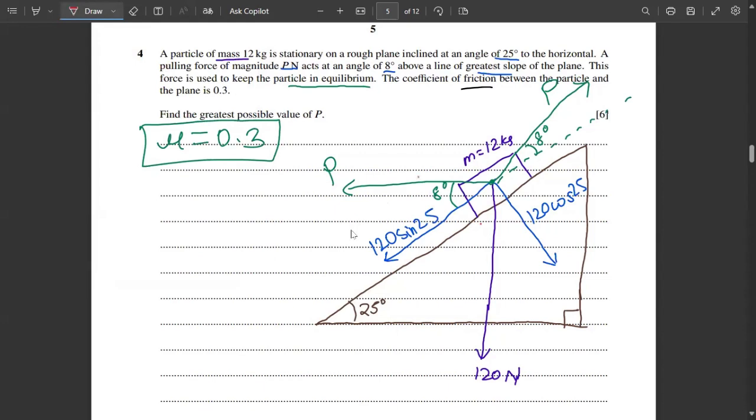If P is acting downwards, then frictional force will act upwards. Why? Because due to the weight, this is already moving downwards. And because P is acting here, that means two forces are acting down the slope, because the component of this P will act down only. So in order to resist that movement, the frictional force will act upwards. But this is just one of the cases. What if P acts upwards?